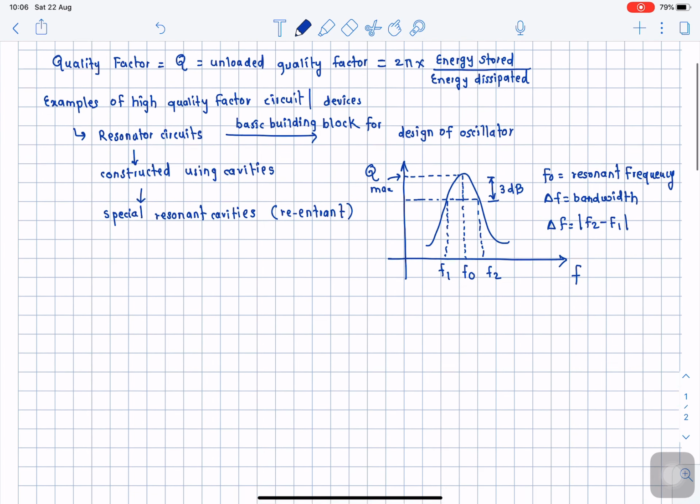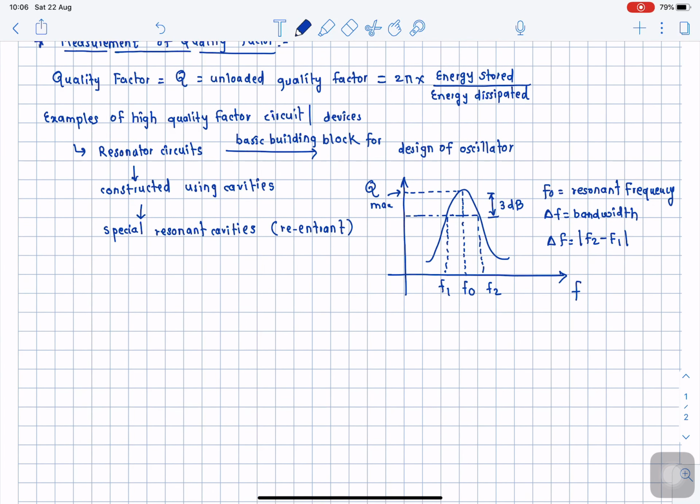So here we understand that whenever resonance happens, at that time the resonator is able to store the highest amount of energy, and the quality factor value is going to be very, very high, right? The typical quality factor values of a resonator circuit vary from a few hundreds to even 10,000 and 20,000. Such a large value of quality factor is possessed by this resonator circuit. Here we define the quality factor in terms of the unloaded quality factor.